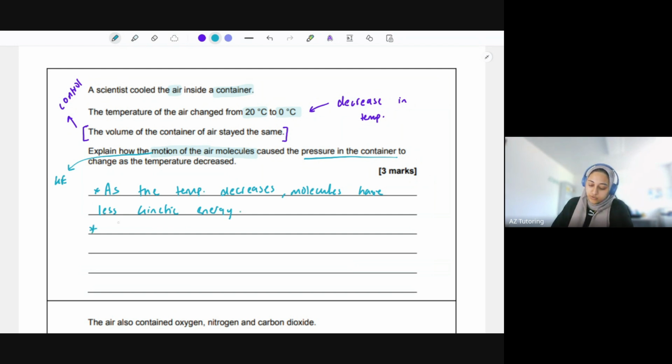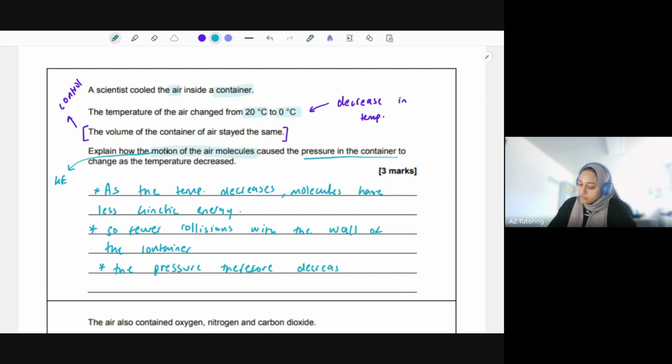Your second mark comes from saying, so fewer collisions with the wall of the container, because we're in a container. It says here in the container. That's your second mark. What's your third mark? Your third mark is explaining what happens to pressure, because they've said the pressure changes, but you need to explain how does the pressure change. So you say the pressure therefore decreases.